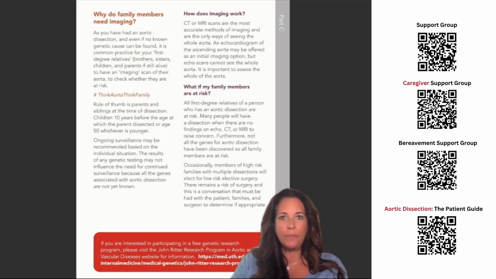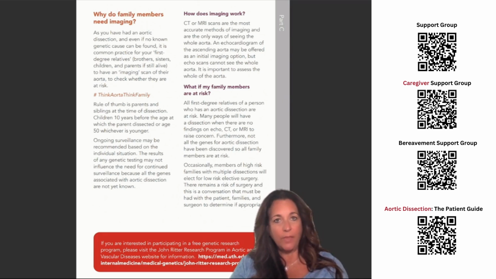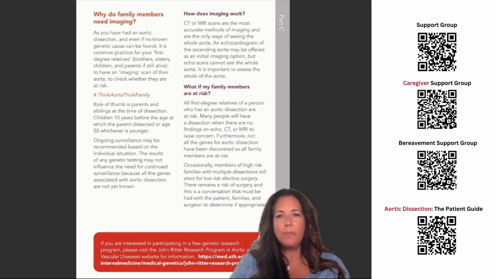Why do family members need imaging? As you have had an aortic dissection, and even if no known genetic cause can be found, it is common practice for your first degree relatives, brothers, sisters, children, and parents if still alive, to have an imaging scan of their aorta to check whether they are at risk. Hashtag think aorta, think family.